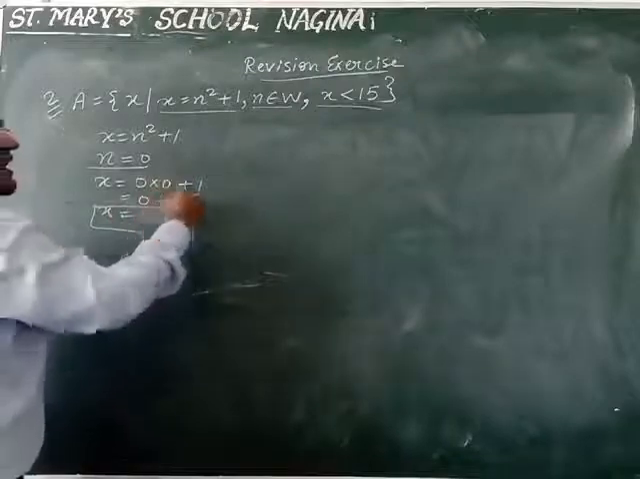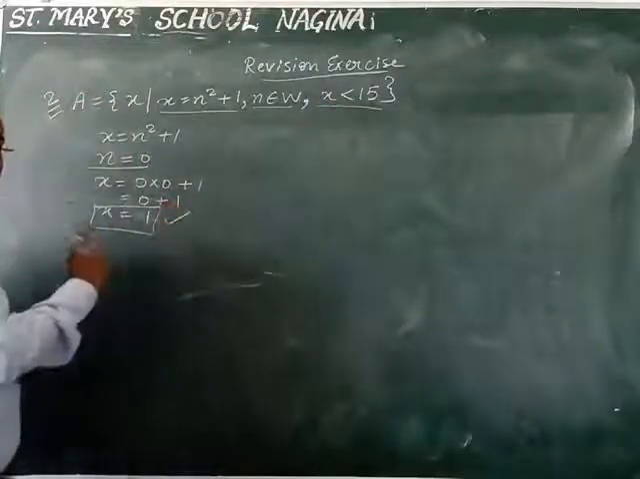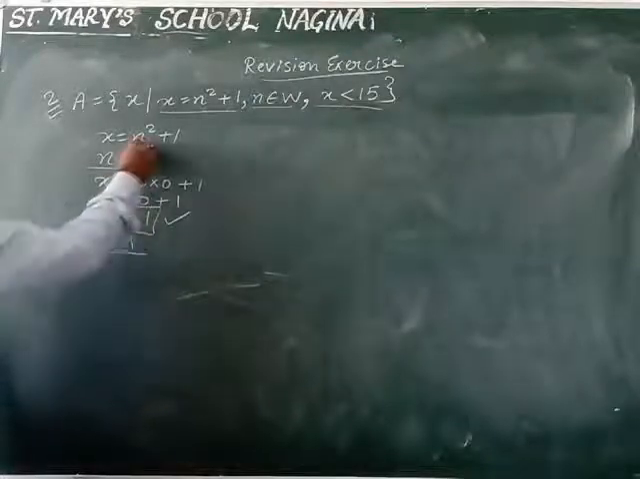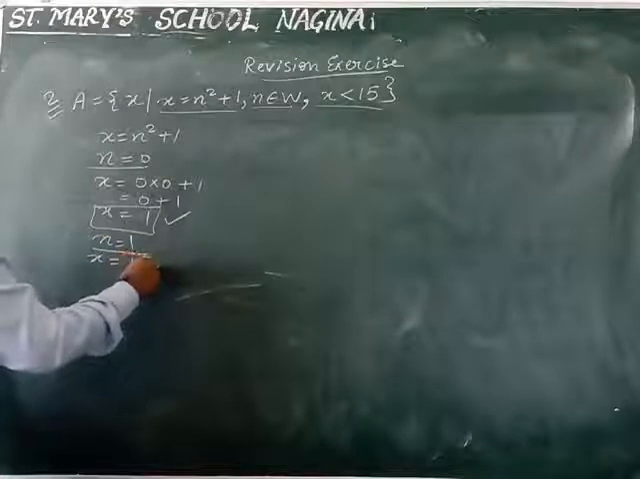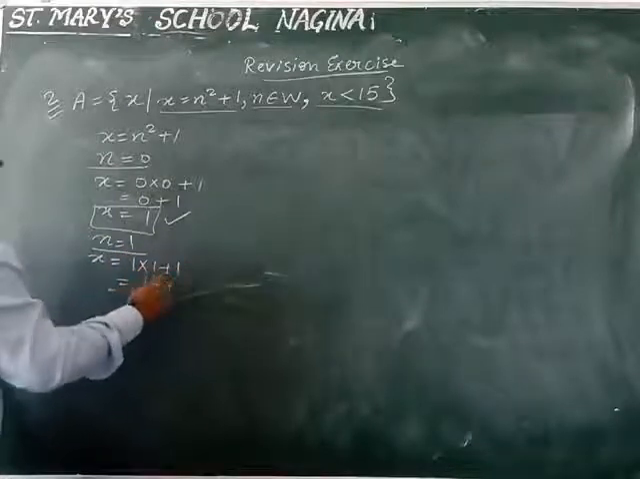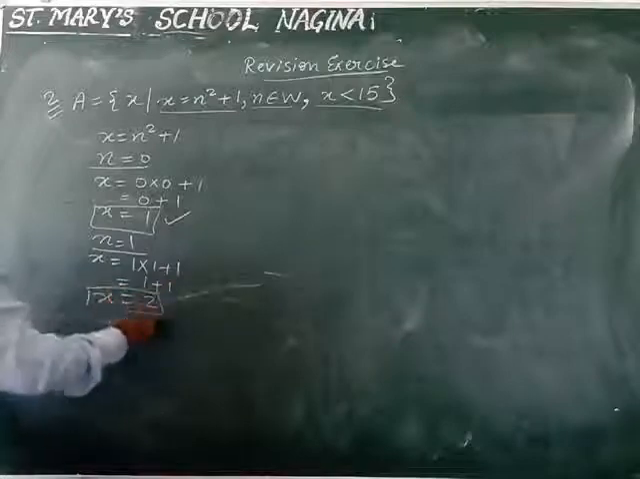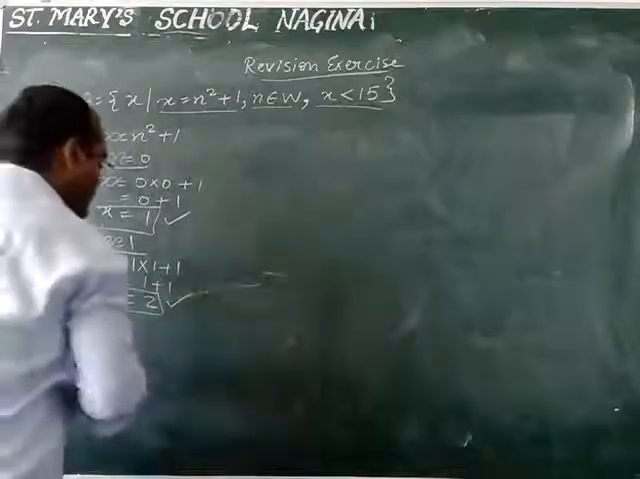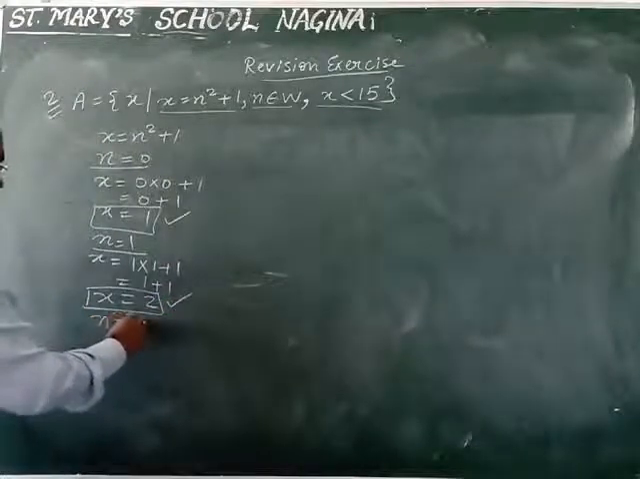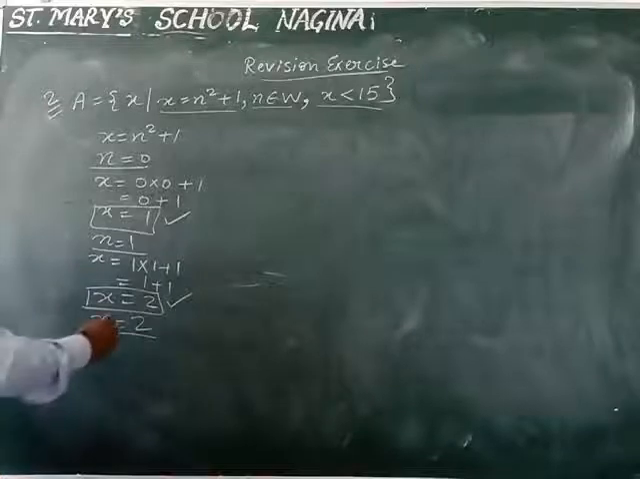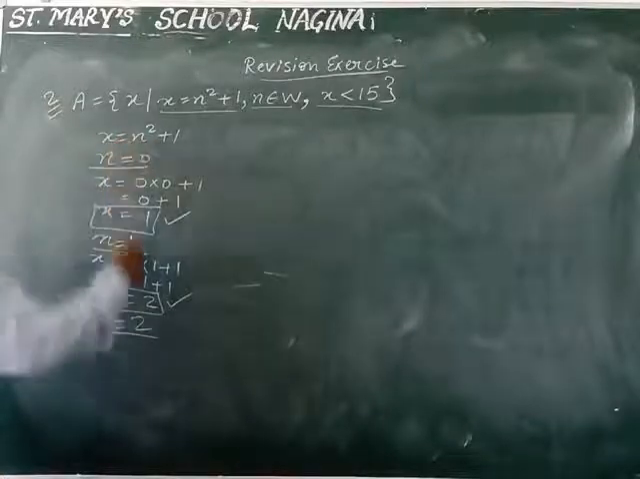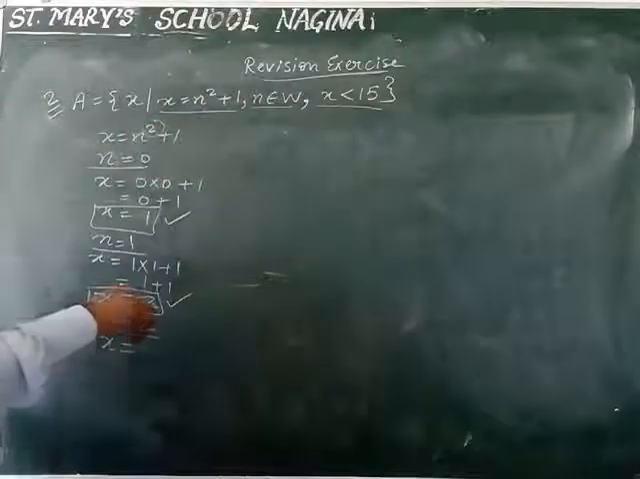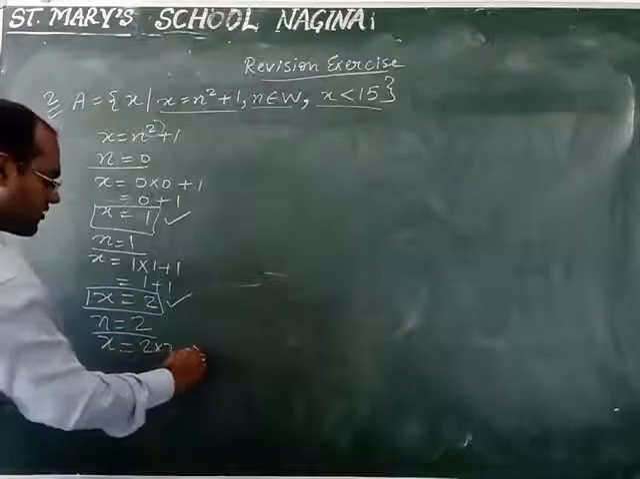Is this x less than 50? Yes. So we have to take it. Now n value 0 we have taken, we will take 1. So here we will put x is equal to 1 into 1 plus 1. 1 plus 1, the answer of x is 2. Is this x value less than 50? Yes. So we have to take this one also. Now we will put n value 2. When we put n value 2, x is equal to 2, and the power is also there, so we have to write it 2 times. 2 multiply 2 plus 1.